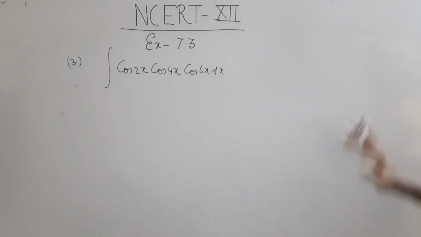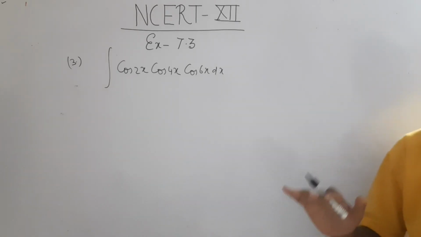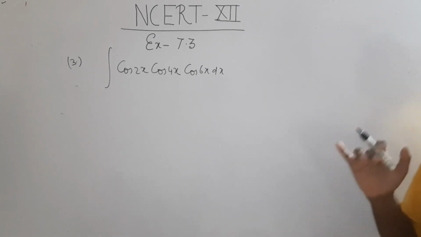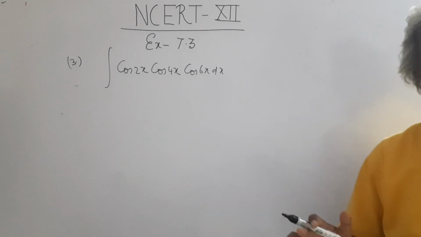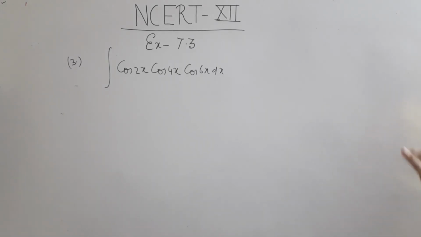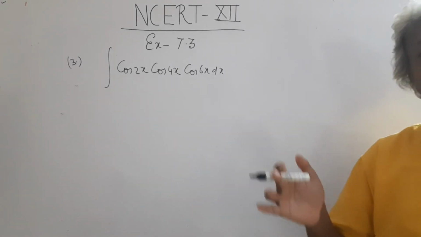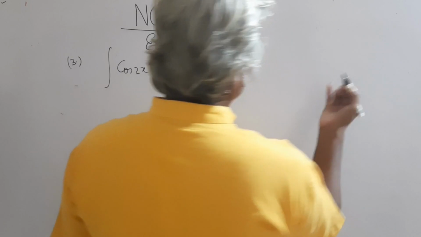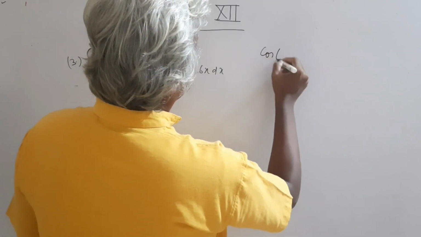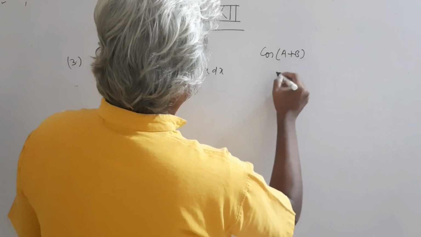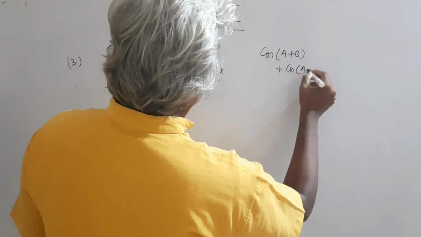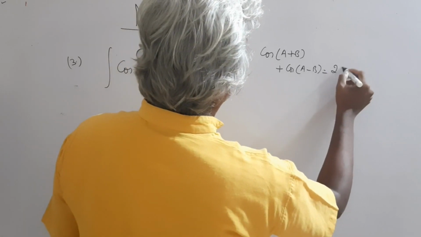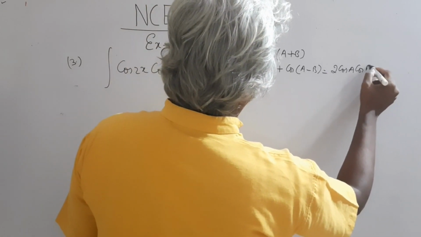Now you saw that I wrote there sine a plus b, that was sine a cos b plus cos a sine b, sine a minus b is sine a cos b minus cos a sine b, and cos a plus b is cos a cos b minus sine a sine b, and cos a minus b is cos a cos b plus sine a sine b. So here we are getting 2 cos, so the rule says, if you remember the formula, cos a plus b plus cos a minus b will give you 2 cos a cos b.